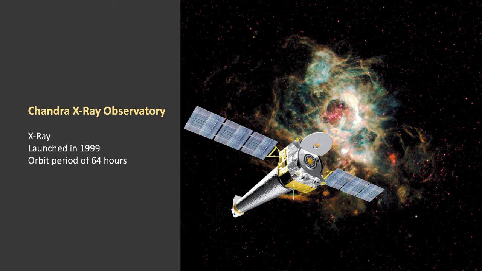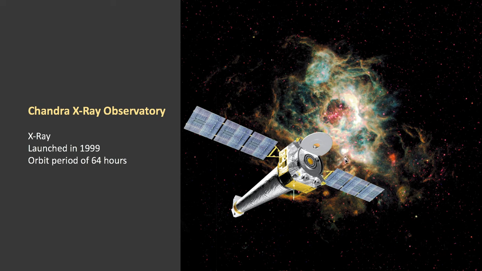All right, a few more. But now we're going to go to the smaller side. How do we look at the small wavelength light? Well, there's the Chandra X-ray Observatory for looking at X-rays. And because X-rays don't make it through our atmosphere, that has to go into space. So it's another space telescope. It was launched in 1999. It's orbiting around the Earth pretty fast, every 64 hours.